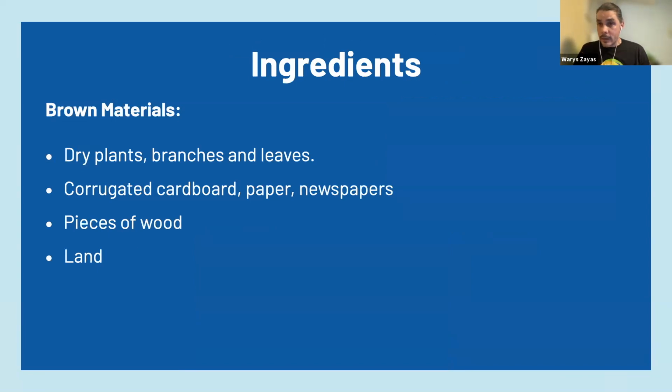The other kind of material, which will provide carbon, are the brown materials. For the brown materials, we can use dry plants, branches, leaves that are dry, corrugated cardboard, paper, and newspapers. Always, it is supposed that most of the inks used nowadays don't have any hazardous chemical or component in them, right?